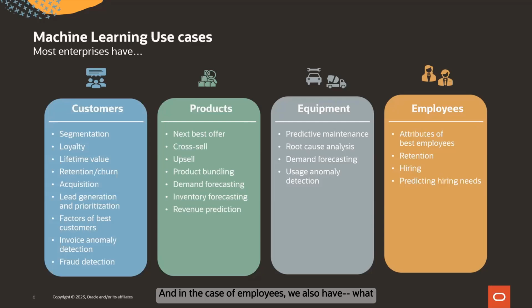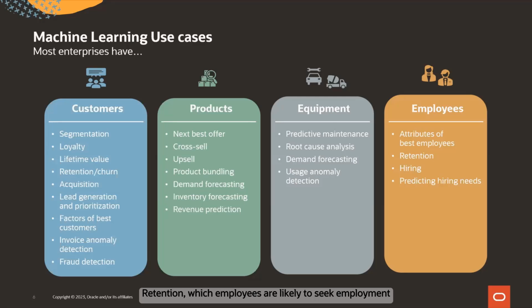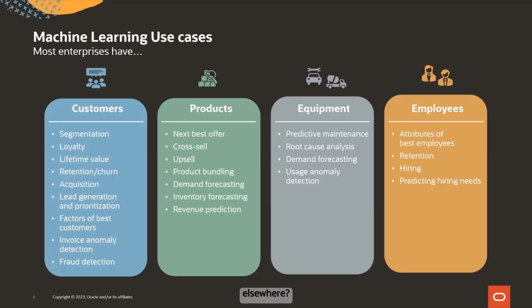And in the case of employees, we also ask: what are the attributes of our best employees? What types of employees or prospects should we be going after for certain roles in the organization? Retention: which employees are likely to seek employment elsewhere, or which hiring practices should we have to attract the right employees to our environment? So there are many different types of horizontal use cases that we can work with.